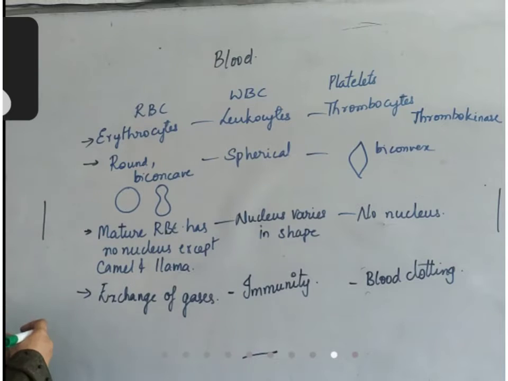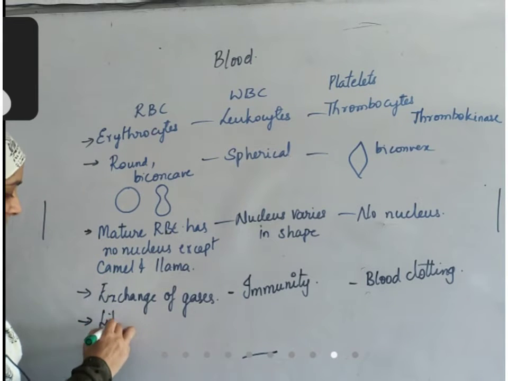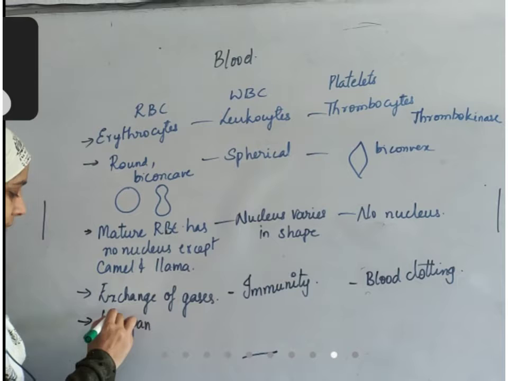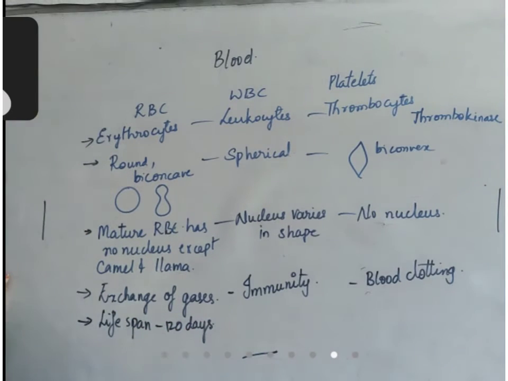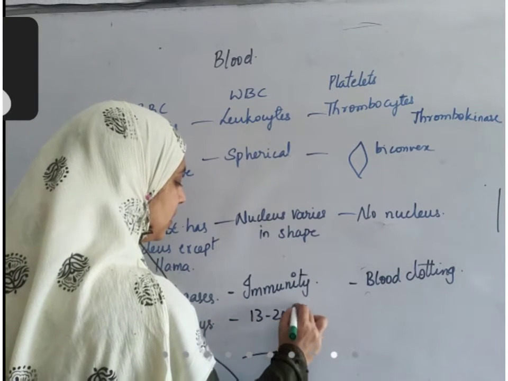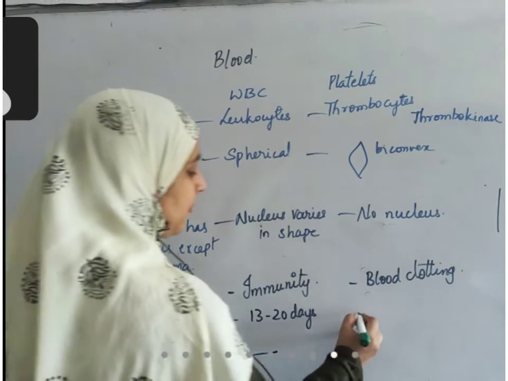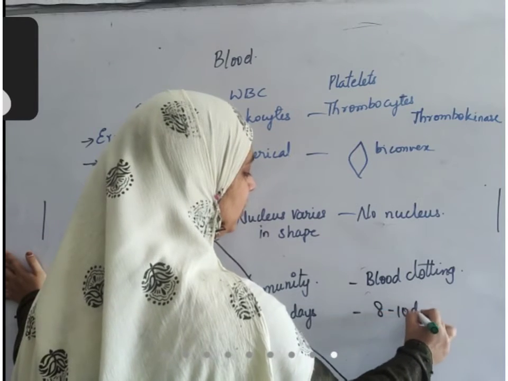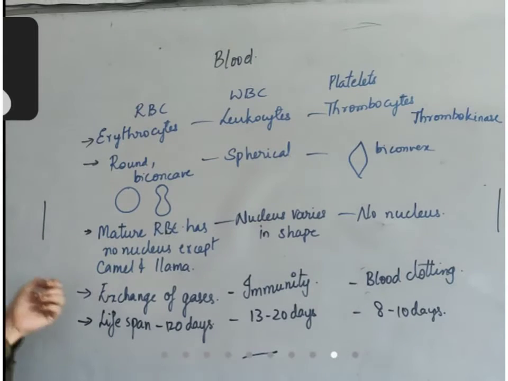Now, we will see the lifespan. Lifespan of RBC is 120 days. Lifespan of WBC is 13 to 20 days. Lifespan of platelets is 8 to 10 days only. So these are the cells which have less lifespan.